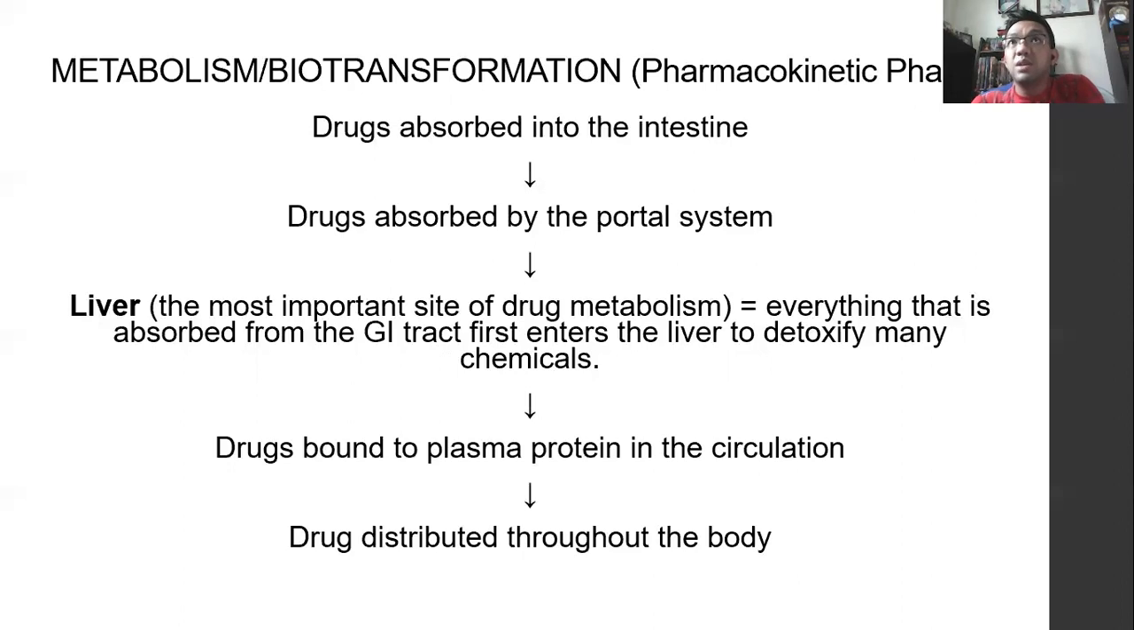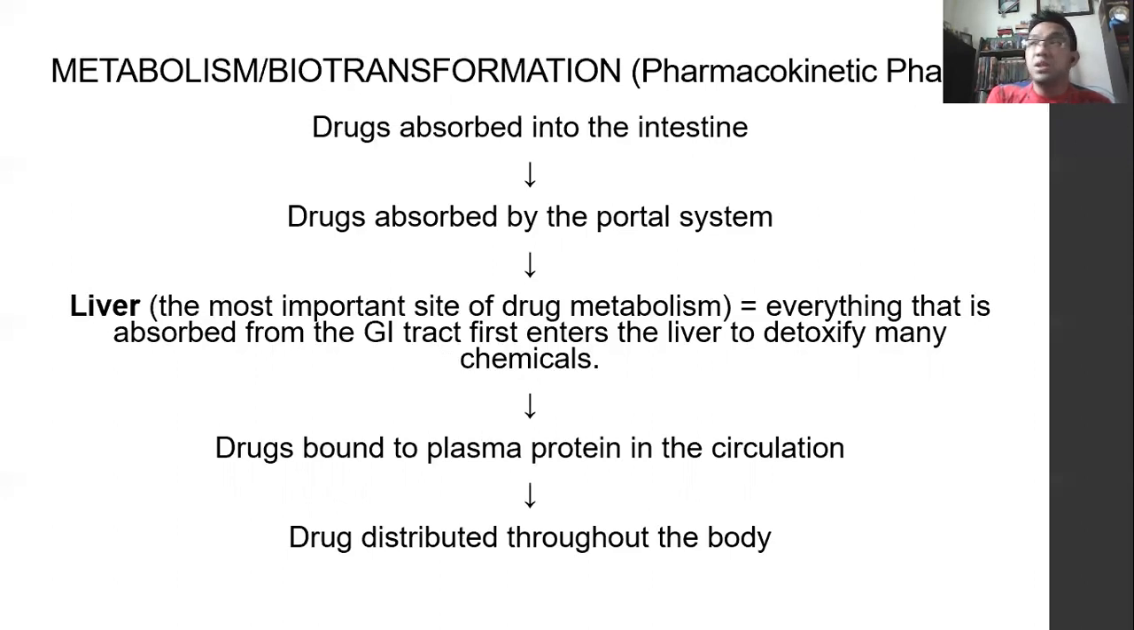including the drugs that patients may have taken in orally. So they are absorbed into the portal system, which is a group of veins that drains the intestines with blood. Once these veins drain blood from our intestines, they go through the liver, which is the most important site of drug metabolism. Everything that is absorbed through the GI tract first enters the liver to detoxify many chemicals.